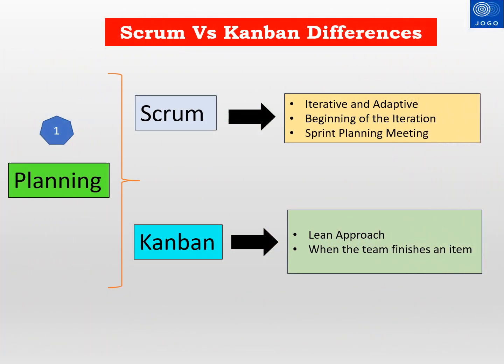The first comparison is based on work planning approach. Scrum follows iterative and adaptive planning approach. Kanban follows lean planning approach. In Scrum, planning occurs at the beginning of each iteration, that is called sprint planning meeting. In Kanban, planning will be done when the team finishes an item.